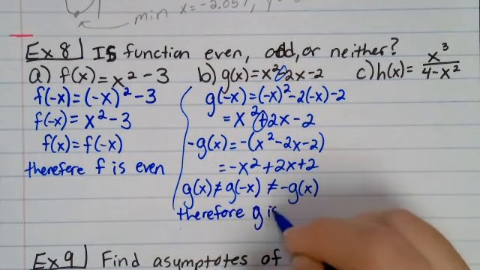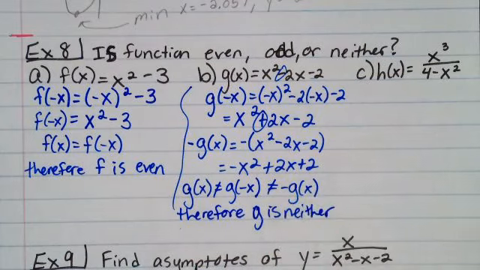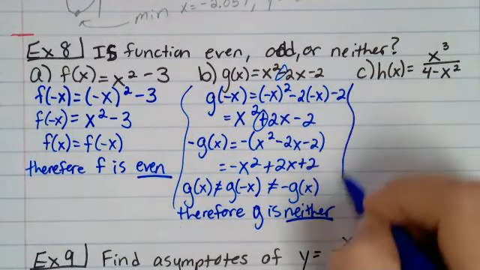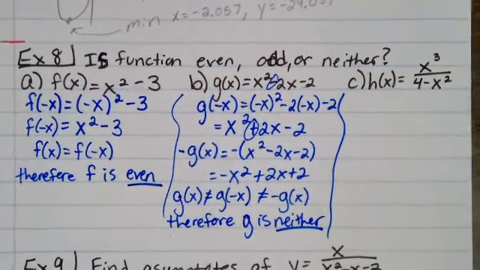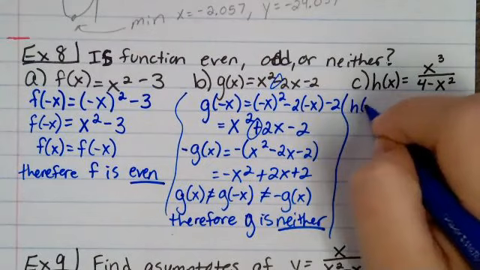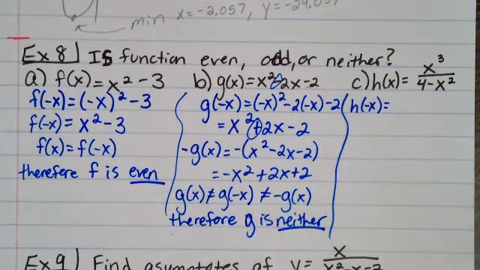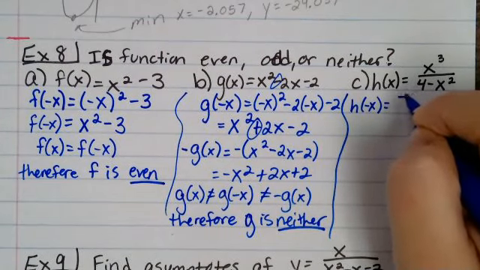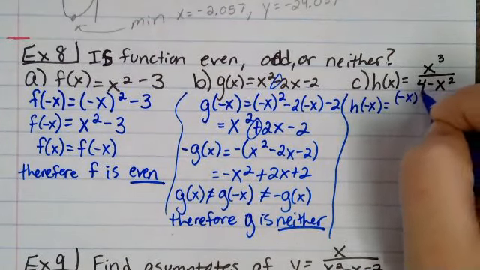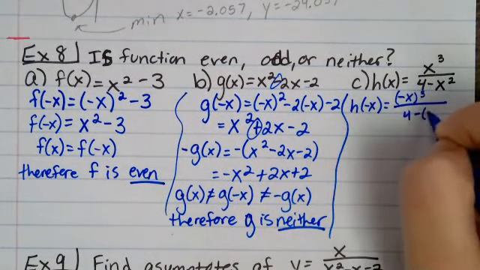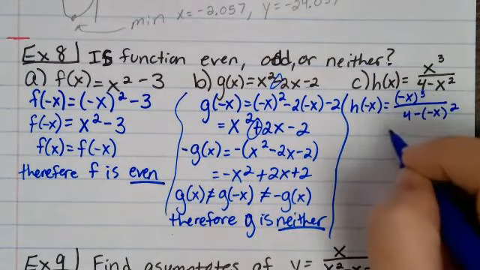We're going to say g is neither. All right? So we had even, we have neither. You can probably guess what this last one's going to be, but let's work through it, make sure that we see. All right, so we're going to check first and see, what about h of negative x? That means wherever you put an x, we're going to put a negative x instead. So we're going to put a negative x, that's going to be cubed, up there in the top, divided by 4 minus negative x squared.